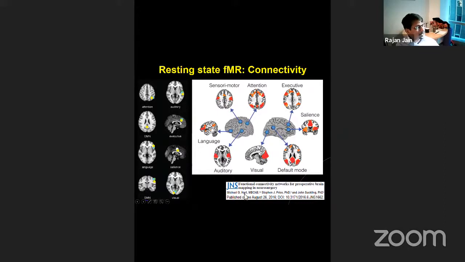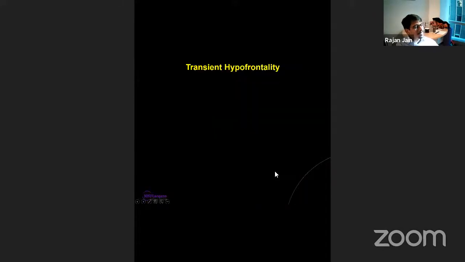It's already published and well established now that with resting state functional MR connectivity, we can look at these different networks: sensory motor, attention, executive network, salience, default mode network, which I'm going to talk a little bit about, language, auditory, and visual. So there are different networks you can look at in the brain using resting state functional MR.